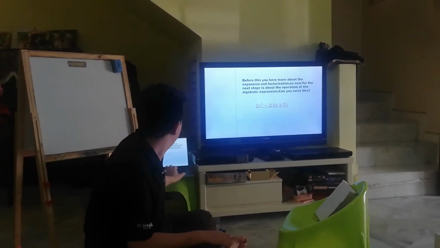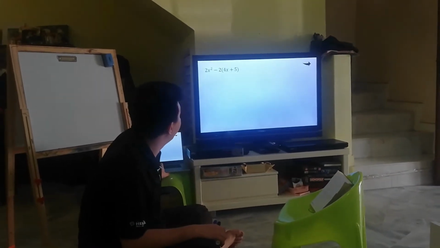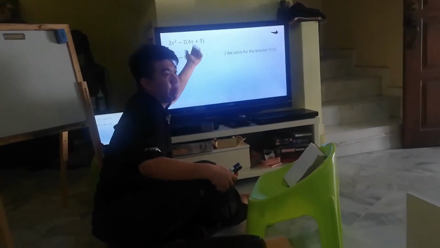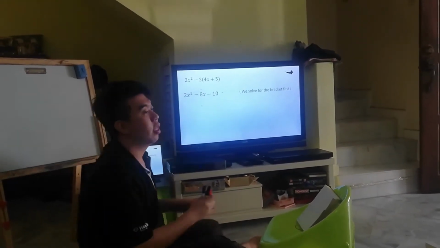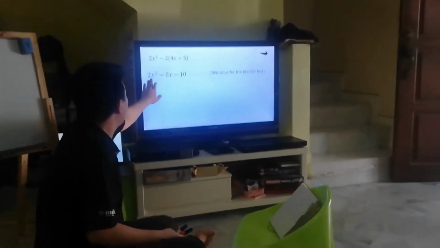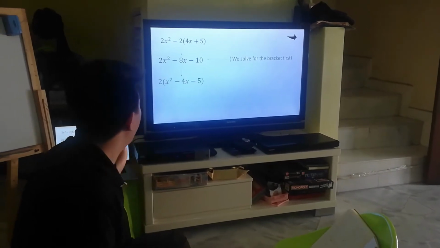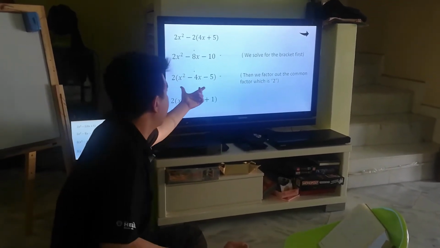Can you solve this? Let's look at it. First of all, when you see a bracket, the first thing you must do is expand it first. You solve the bracket first, so you expand and you get this. For the next step, you can see here 2, 8 and 10. They are all multiples of 2. So we can factor out the 2. So you get this.